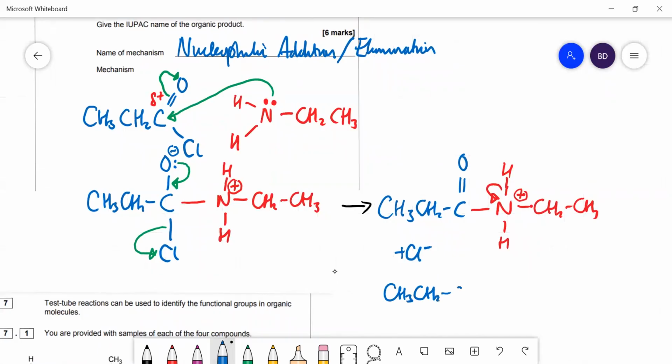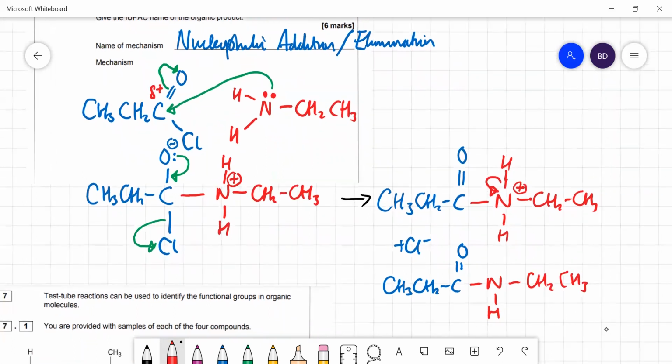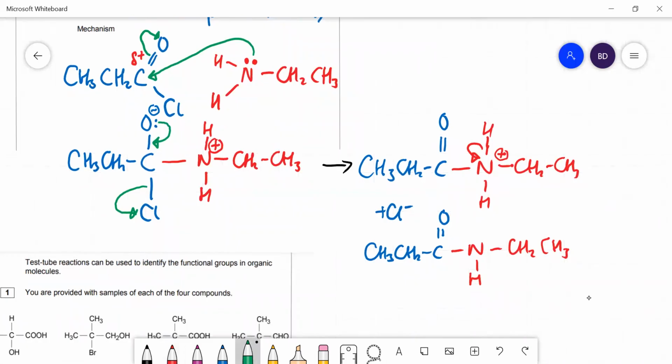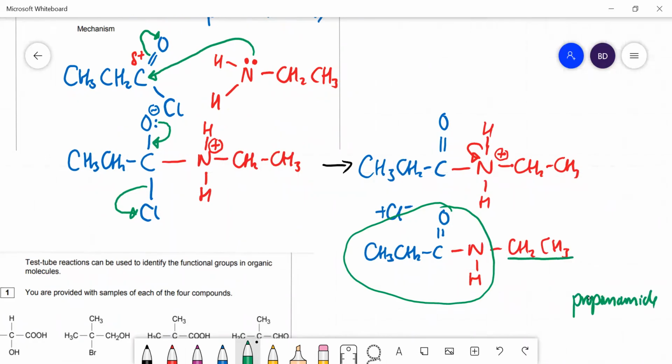So we get that. Okay, now what is this called? It's an N-substituted amide, and they're kind of named in a rather confusing way, I always think, because you pretend this bit is like propanamide, but it's stuck onto it. It's got an ethyl group, so we call it N, because it's stuck onto the nitrogen. N-ethyl propanamide is the name.